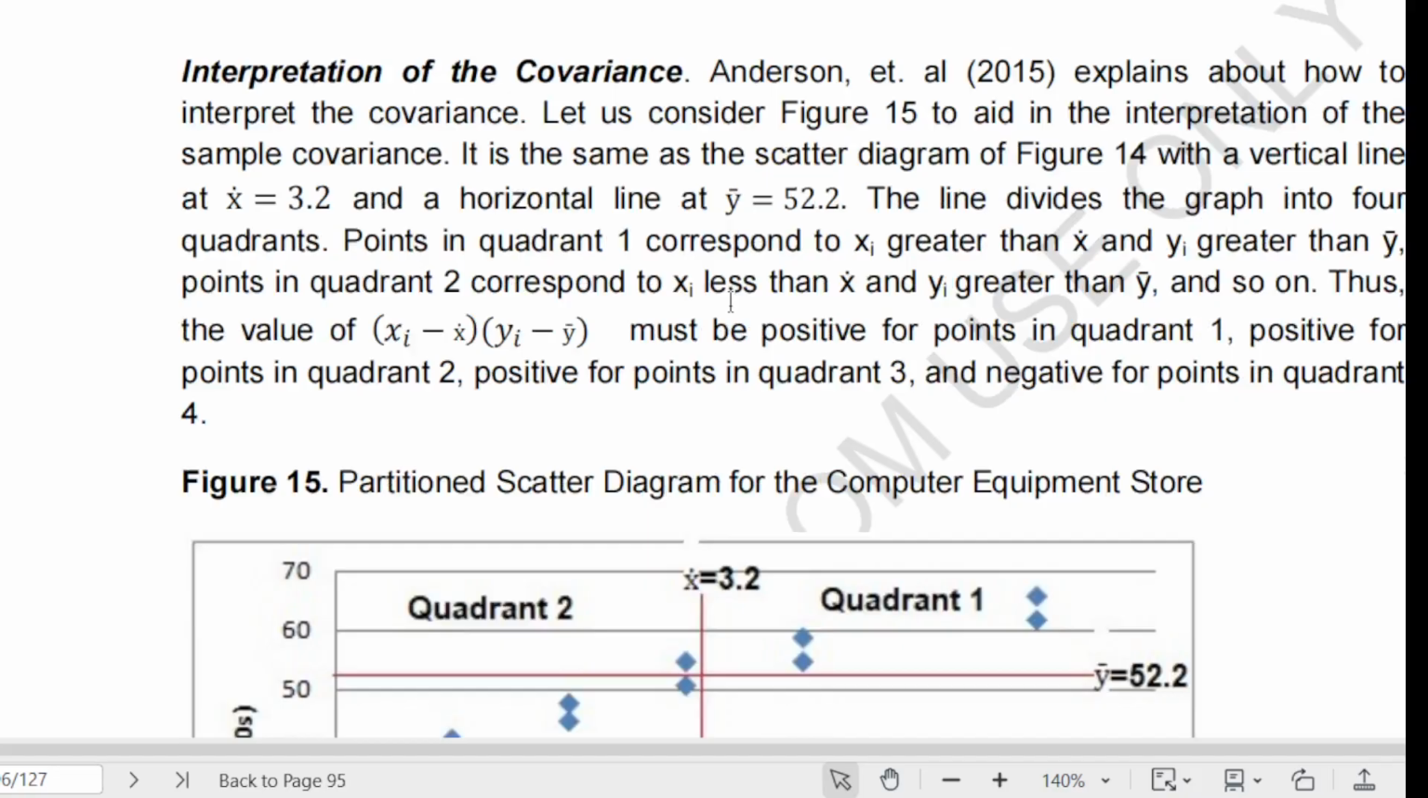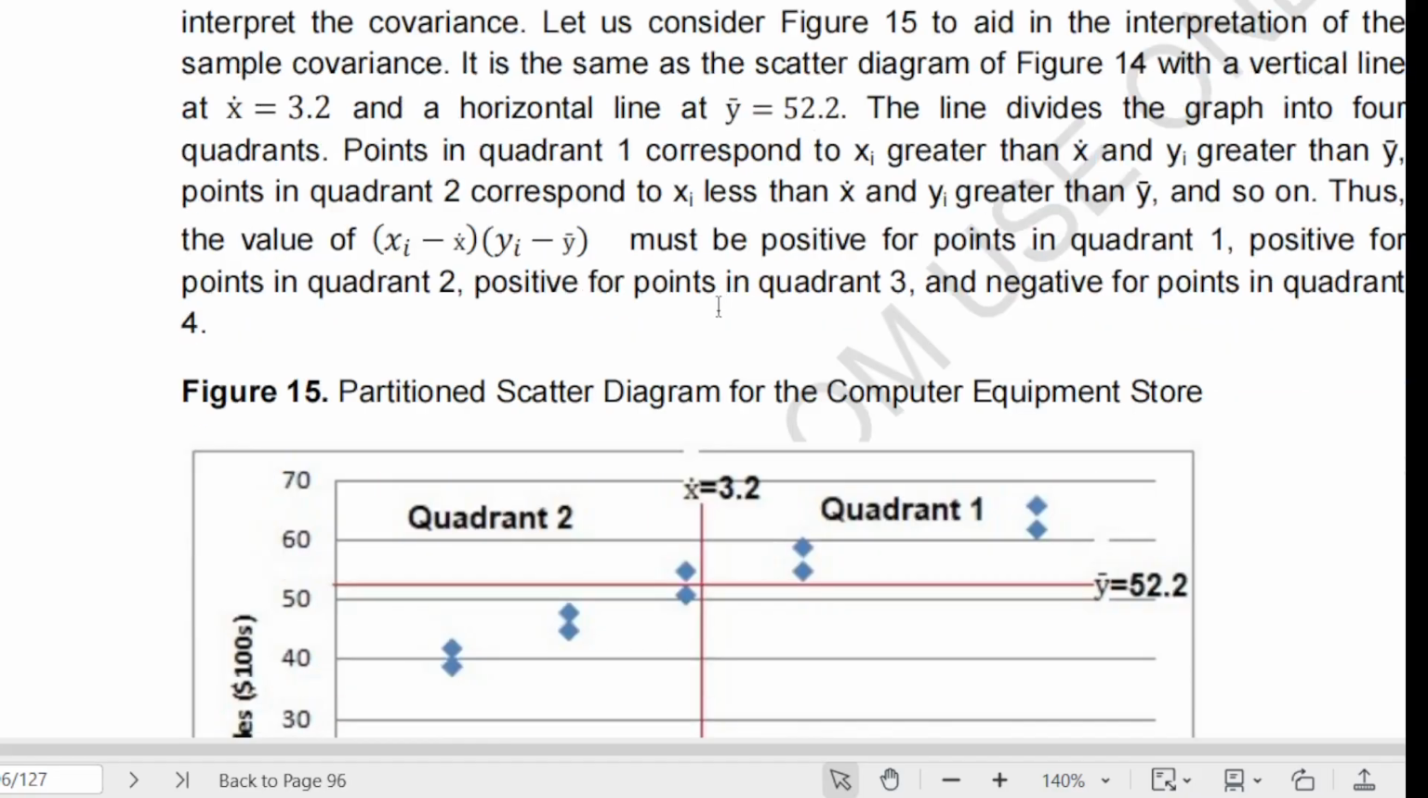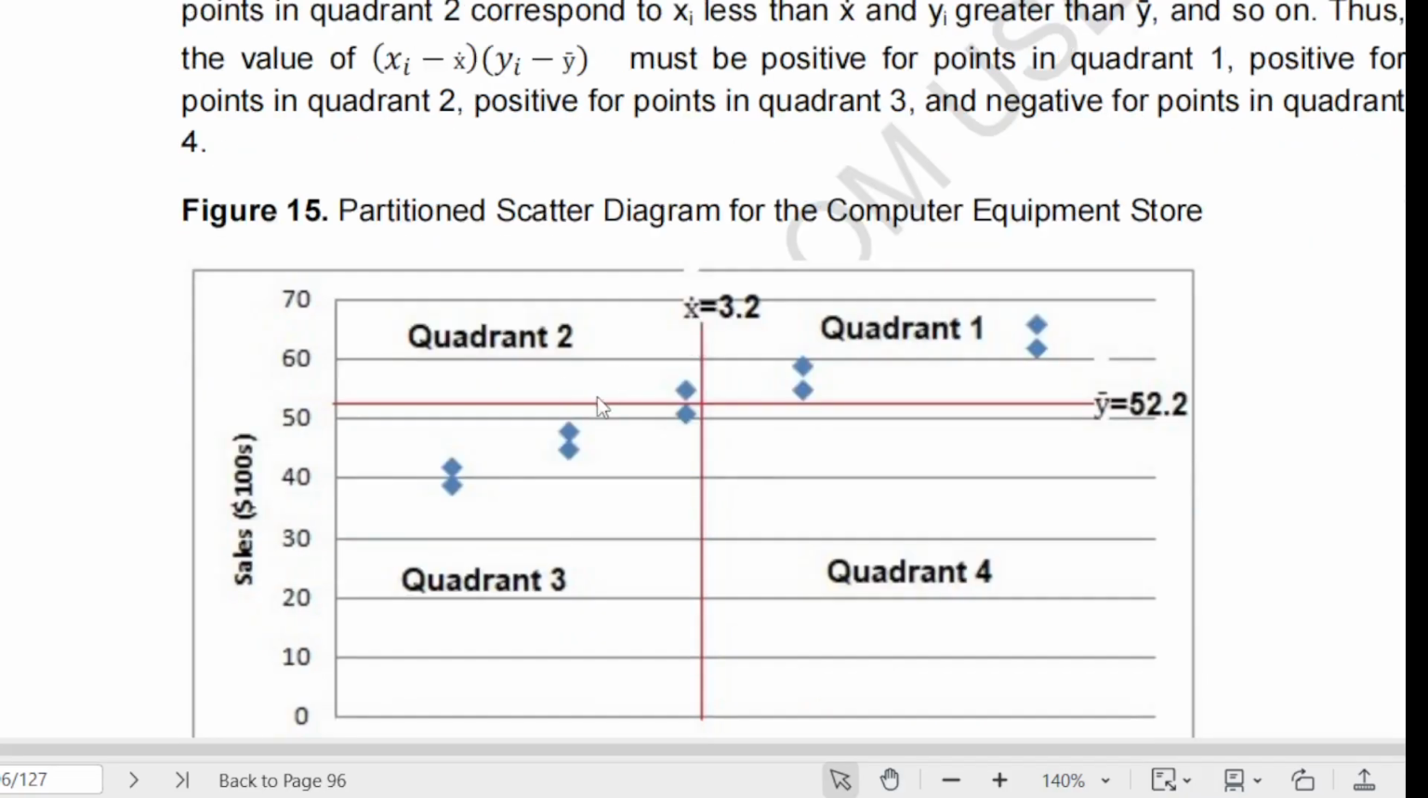Okay, so let's proceed now to the interpretation of the covariance. Anderson et al. 2015 explains how to interpret the covariance. Let us consider figure 15 to aid in the interpretation of the sample covariance. It is the same as the scatter diagram of figure 14 with a vertical line at x mean, which is 3.2, and the horizontal line at y mean, that's 52.2. The lines divide the graph into 4 quadrants.